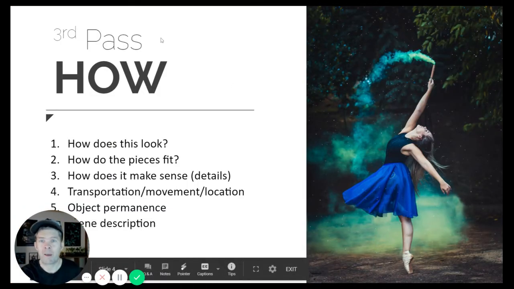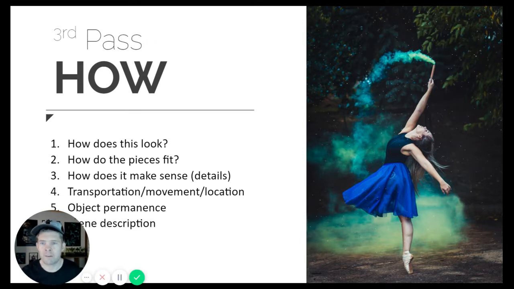So this is the third pass of editing, which I've called kind of the how stage. And the main thing you want to focus on here is how does this actually look? How do the pieces fit together? Can you see it in your head? Could you draw it as a picture? Where is everything in relation? These are the details that are going to make the story more believable. And it's also just easier to keep track of who's in the scene doing what.